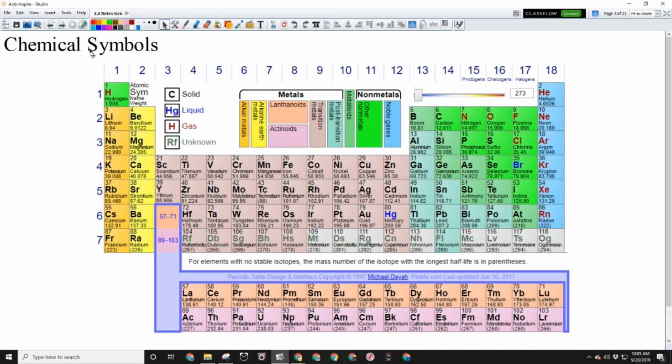When we talk about chemical symbols for elements on the periodic table, you're going to see that these chemical symbols are written with capital letters. If just one letter represents that element, it's going to be a capital letter. But if two letters represent that element, the first one is capital, and the second one is going to be lowercase.